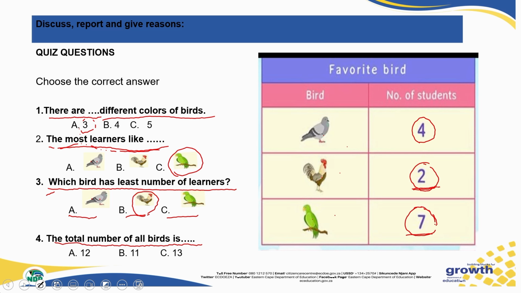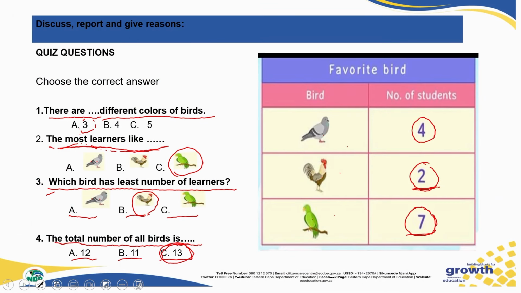Now we are moving to the last question. Yay, these are clever, great ones. The total number of all birds is. That means we have to add all these numbers so that we get the total number of our birds. Here we are given the options. Are they 12 altogether? Are they 11 altogether? Are they 13? I know you very well, grade ones. You will count and get the answer correct. Count, grade ones. How many birds are there altogether?